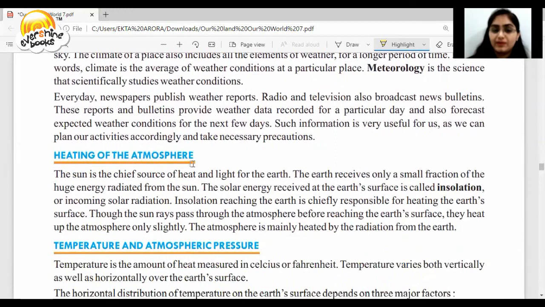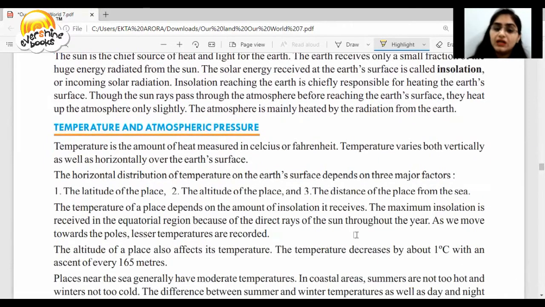What is heating of the atmosphere? The sun is the chief source of heat and light of the earth. The earth receives only a small fraction of the huge energy radiated from the sun. The solar energy received at the earth's surface is called insolation. Insolation reaching the earth is chiefly responsible for heating the earth's surface. Though the sun rays pass through the atmosphere before reaching the earth's surface, they heat the atmosphere only slightly. It is mainly heated by the radiation from the earth. Now, temperature and atmospheric pressure.